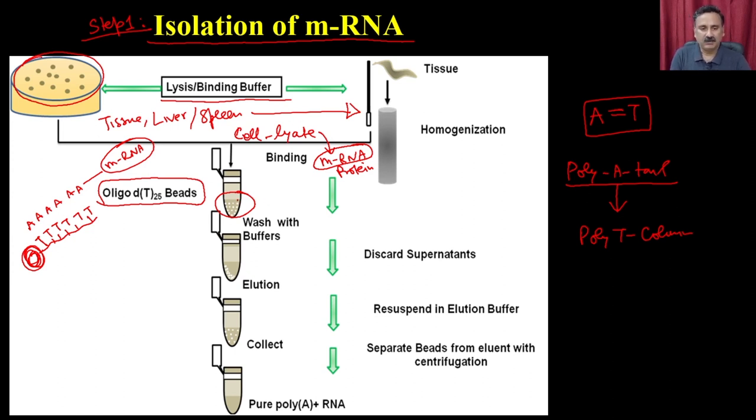Once the binding step is over, you can wash the beads with a washing buffer, discard the supernatant and collect the beads, and then you are going to do the elution.